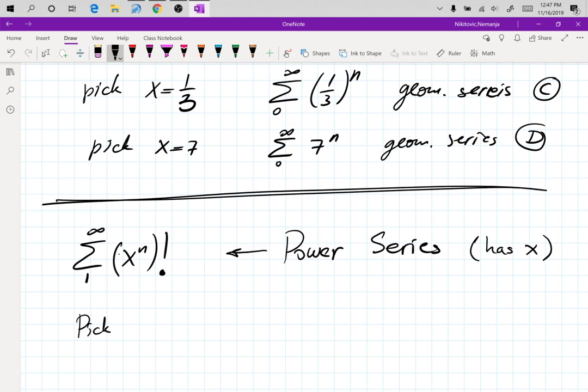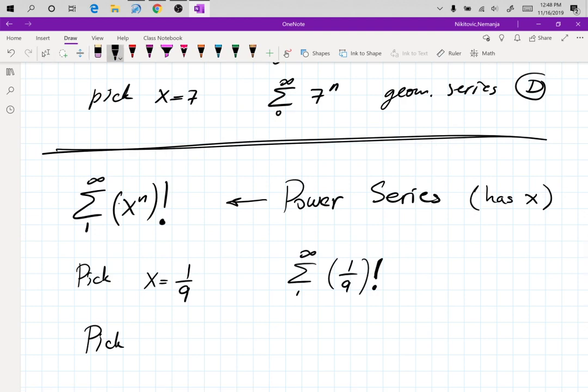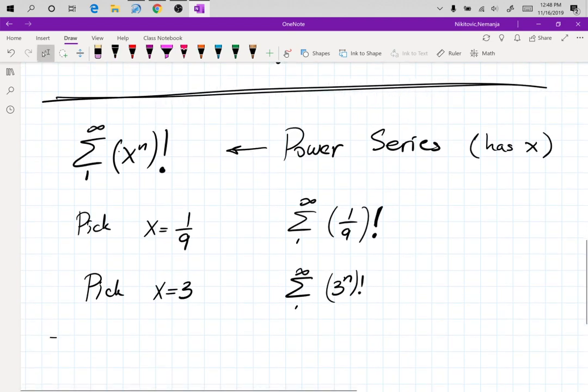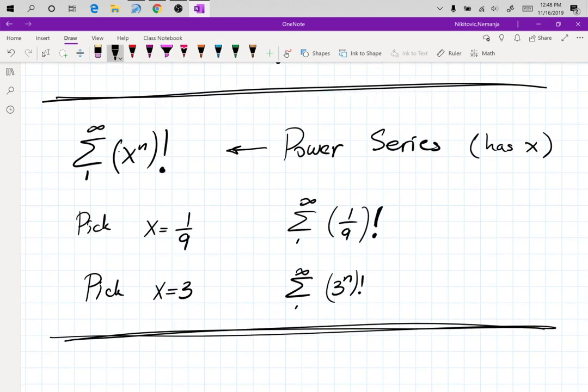Now you pick, let's say, x equals 1/9. Then you get the summation 1 to infinity of (1/9)^n over n factorial. Pick x equals 3, you get the summation of 3 factorial. No, 3 to the n, over n factorial. Literally anything you write that has x, you can.